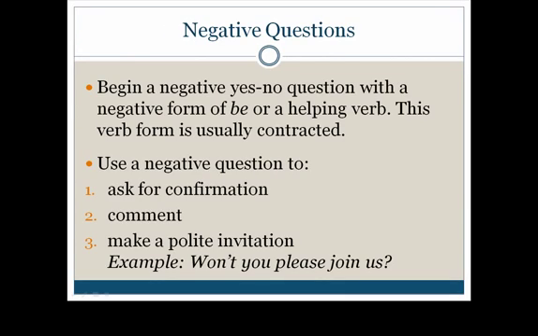Let's review what we've learned. We begin a negative yes-no question with a negative form of be, or a negative form of a helping verb. This verb form is usually contracted. We use a negative question to ask for confirmation or comment. Or we can also use a negative question to make a polite invitation. For example, won't you please join us?